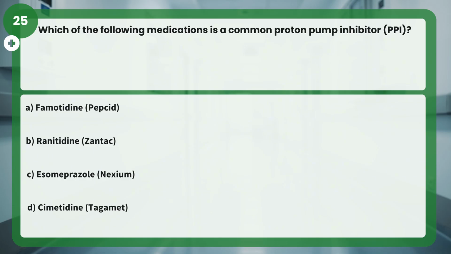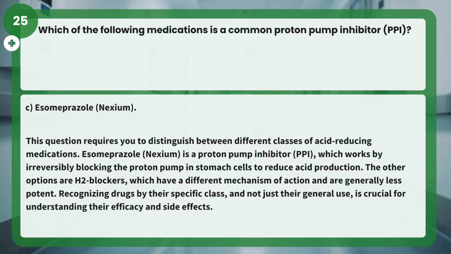Question 25. Which of the following medications is a common proton pump inhibitor, PPI? A. Famotidine, Pepcid. B. Ranitidine, Zantac. C. Esomeprazole, Nexium. D. Cimetidine, Tagamet. Answer C. Esomeprazole, Nexium. This question requires you to distinguish between different classes of acid-reducing medications.